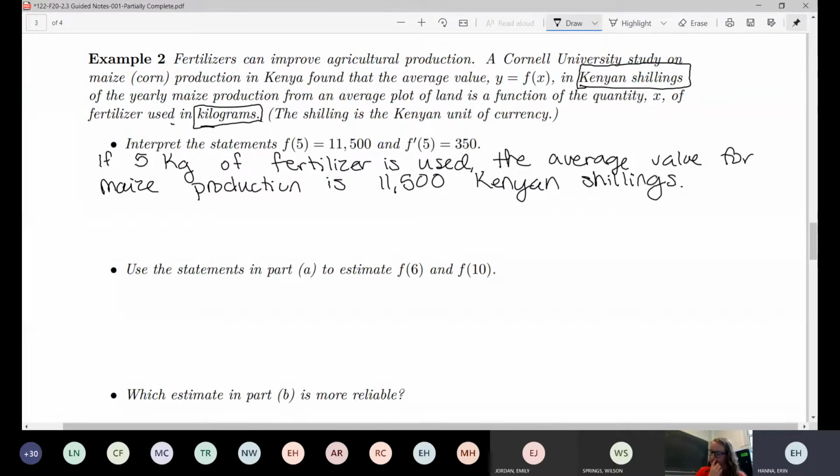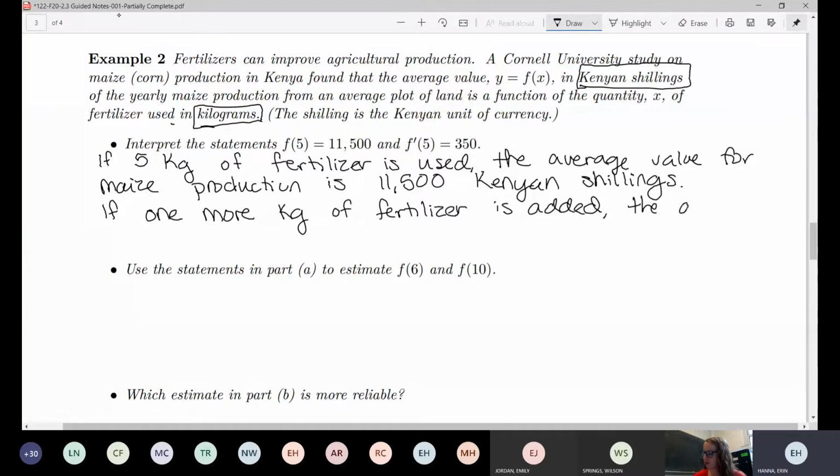So that step way, remember, is essentially we're starting at 5 and then we're adding on an extra x value. So I would say something like, if 1 more kilogram of fertilizer is added, well, then we have to tell them essentially what's happening to the y values. So that's going to mean that the average value is going to increase by that 350 Kenyan shillings.